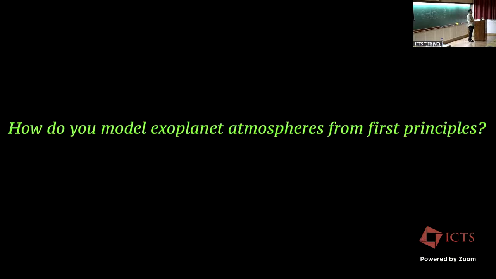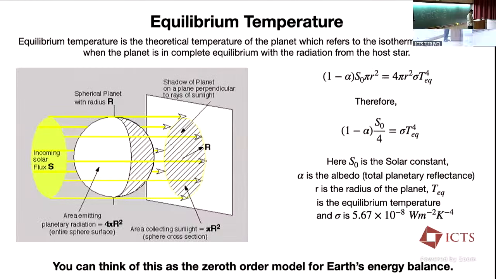So how do you model an exoplanet atmosphere from first principles? You get the first estimate of what the pressure, temperature structure will be like. We only have some basic information, like how far the planet is from its host star. Of course, the radius and mass of the planet we also have. So from all that information, how do you get that? That is where the detailed models come into the picture.